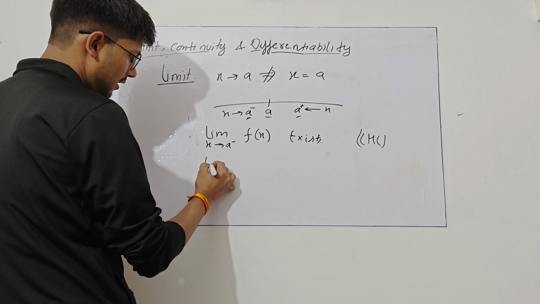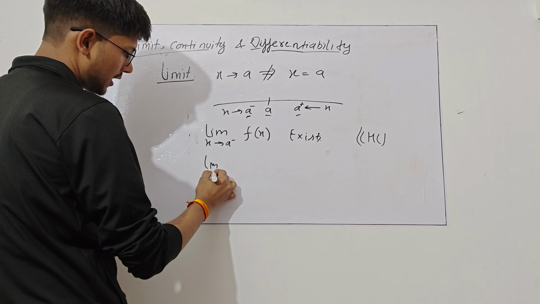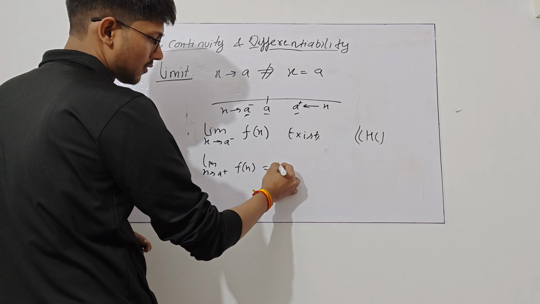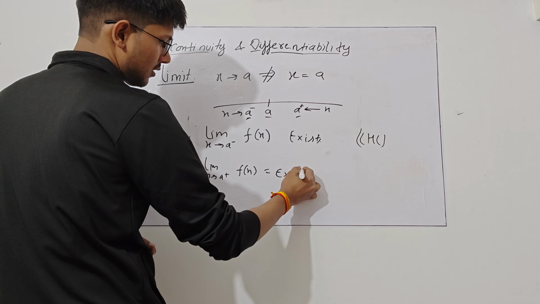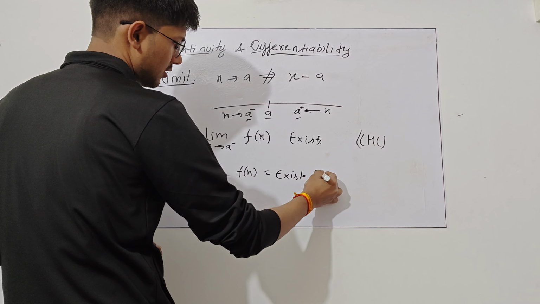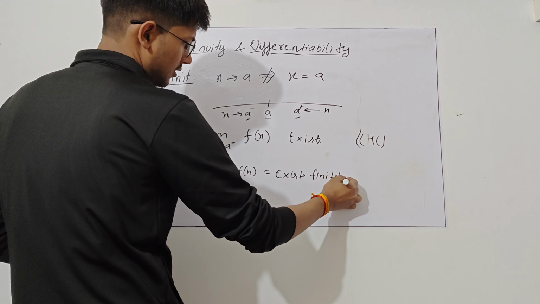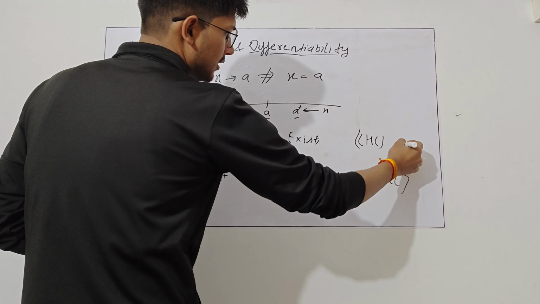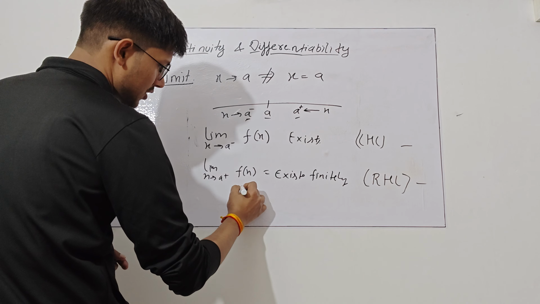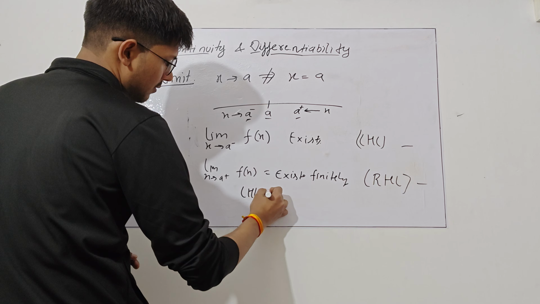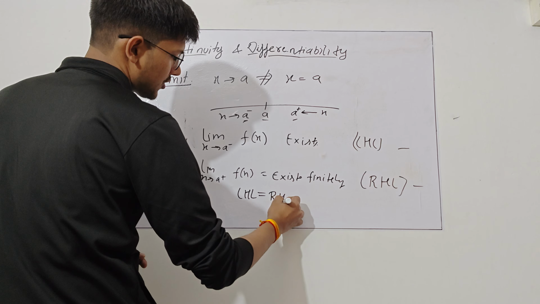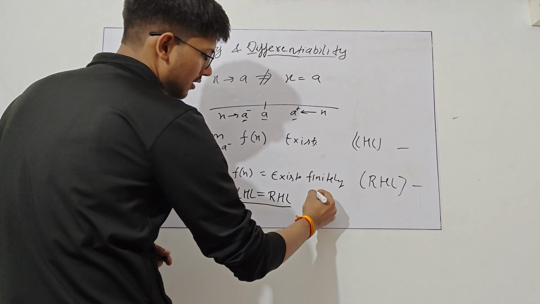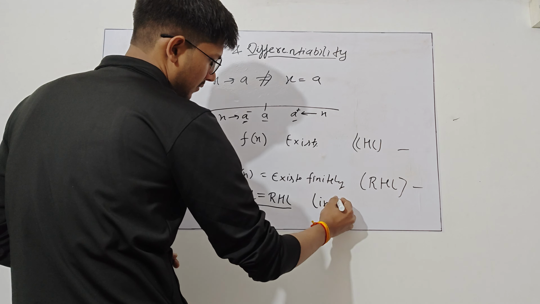And we have limit x tending to a plus f of x exists finitely. This is called the right hand limit. When both these limits exist and are equal, left hand limit equal to RHL, right hand limit, then we say that the limit exists.